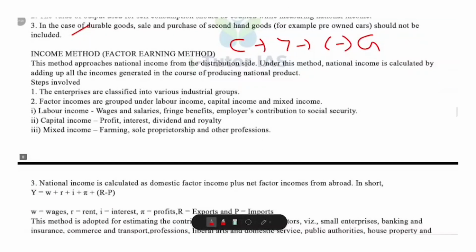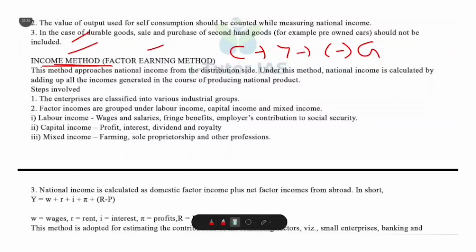Okay. Now, let's look at the income method. How can we calculate GDP or national income using the income method or factor earning method? So what is meant by this income method? This method looks at national income from the income people earn while producing goods and services. So instead of counting products, we add up all the money earned by households and firms.